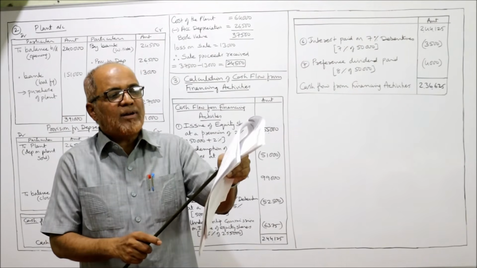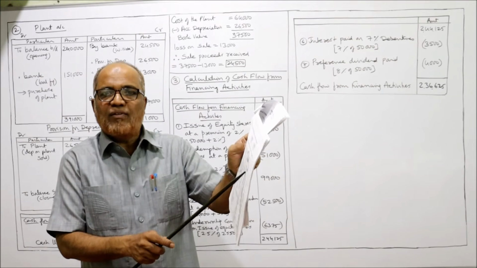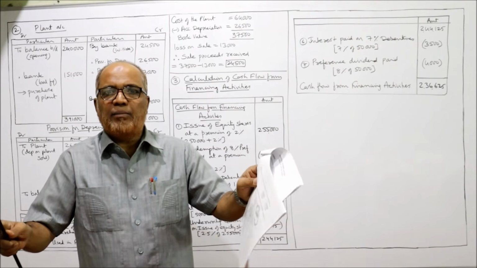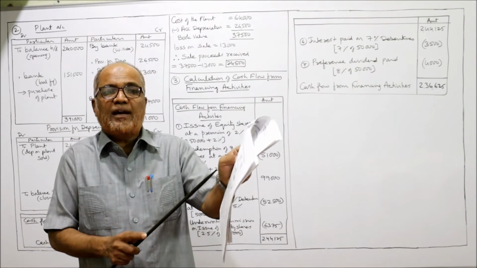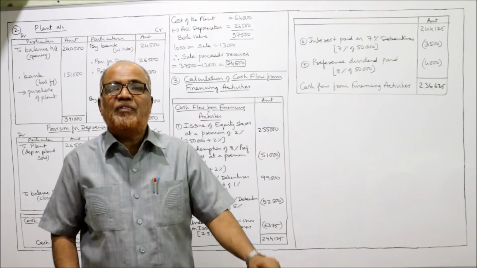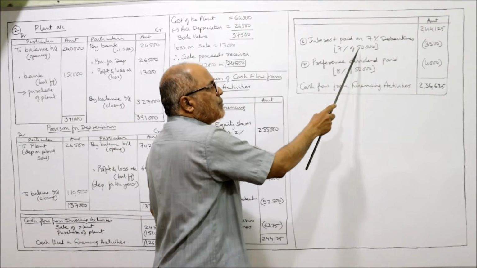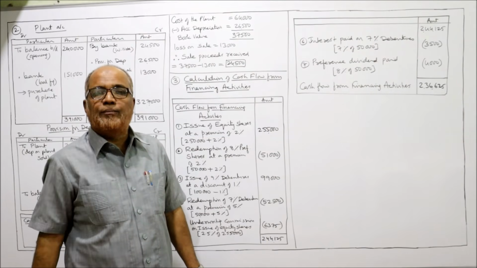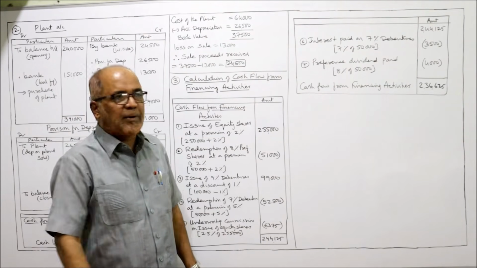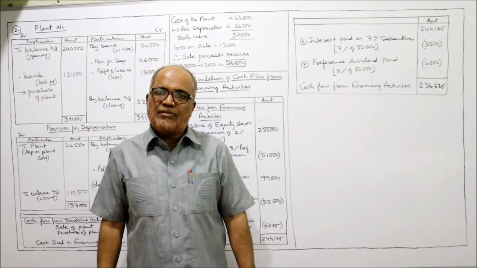So how much? 7% debentures were there last year, 50,000. This year it is redeemed. But before redemption, interest will be paid. So we calculate interest. 7% of 50,000. So interest paid on 7% debentures is 3,500. 3,500 in bracket.